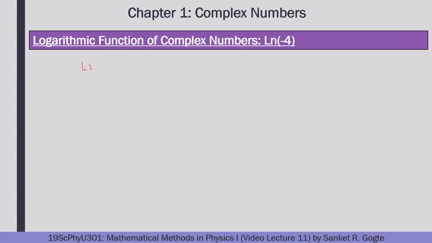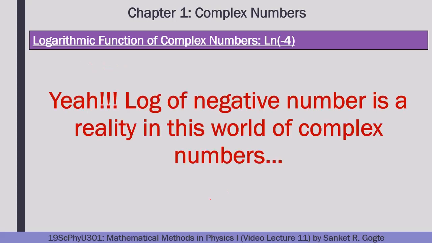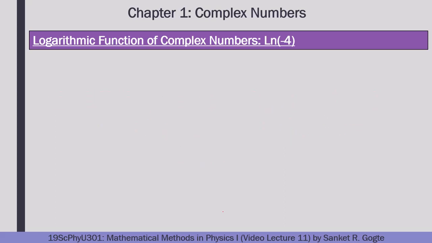Let's find out log of minus 4. Do you see something weird here? If you try to find out log of minus 4 on a calculator, it gives you an error, because as far as we stick to real numbers, log of a negative number does not exist. But that is not true when it comes to complex numbers. Log of any complex number does exist, and we will find out log of minus 4 here. For demonstration purpose, though I have considered minus 4, this could be any complex number, and the same method can be followed to find out log of any complex number.